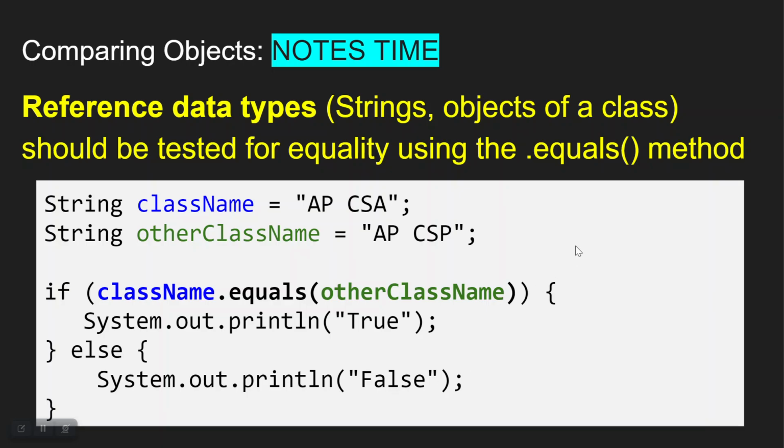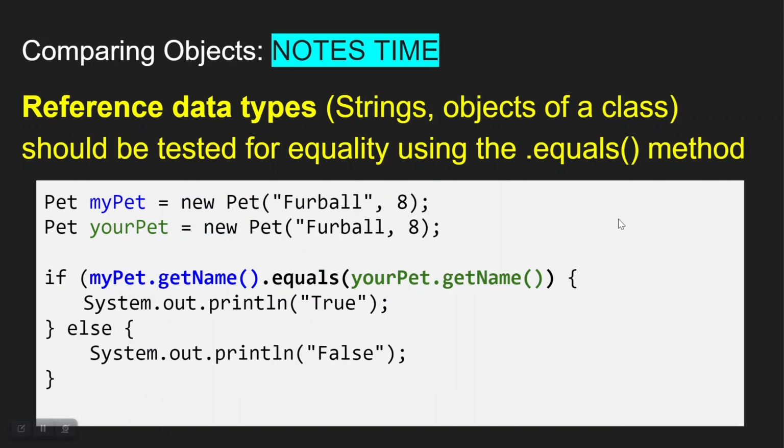So the equals method is what we use with strings as well as objects of a class to see whether or not they are storing the same values and contain the same data. Here's another one, reference data types, again, objects of a class. We can also test them for equality using the .equals method.